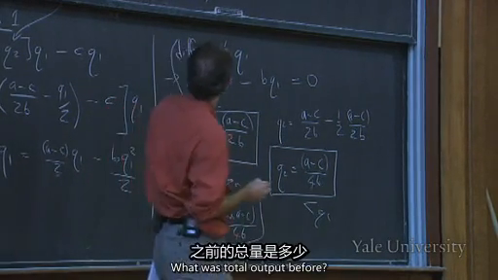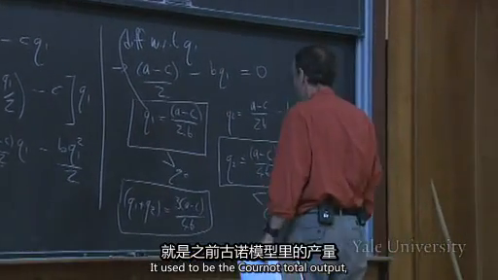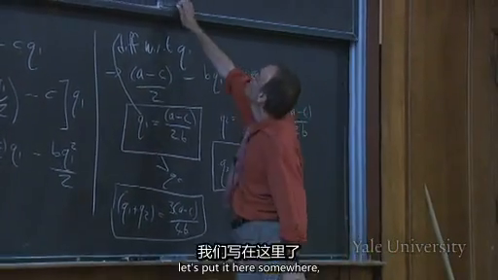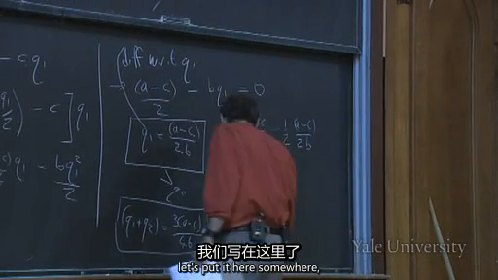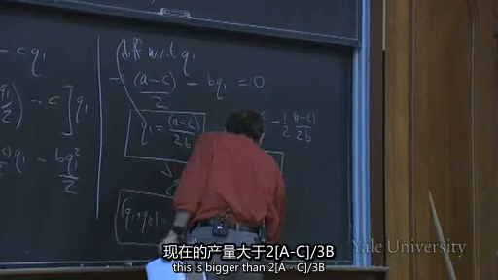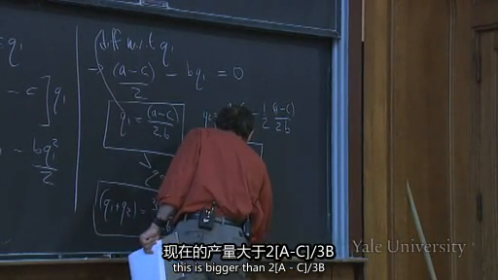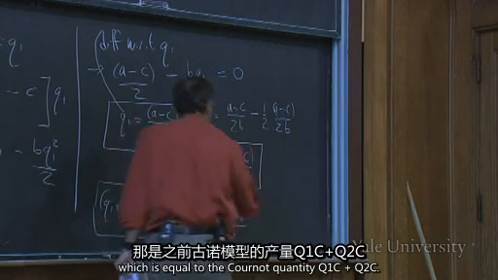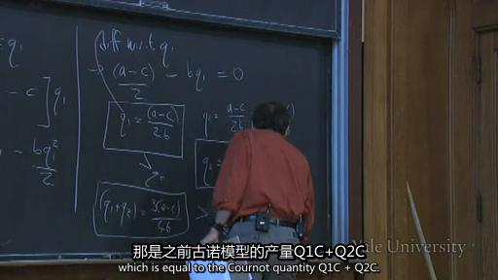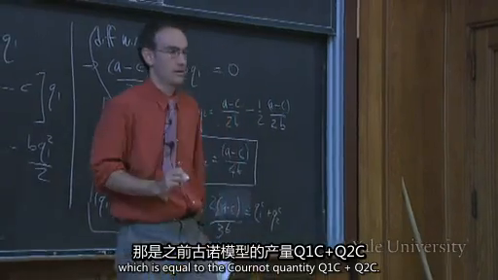What was total output before? Right, it used to be the Cournot total output. Let's put it here somewhere. This is bigger than 2(A minus C) over 3B, which is equal to the Cournot quantity Q1C plus Q2C.